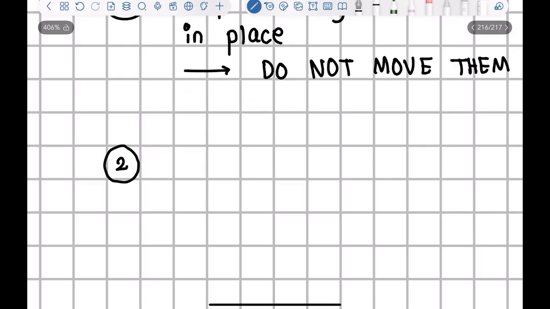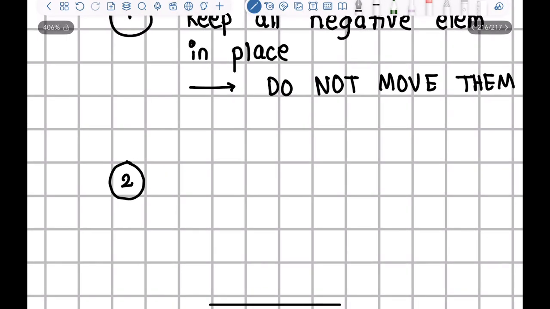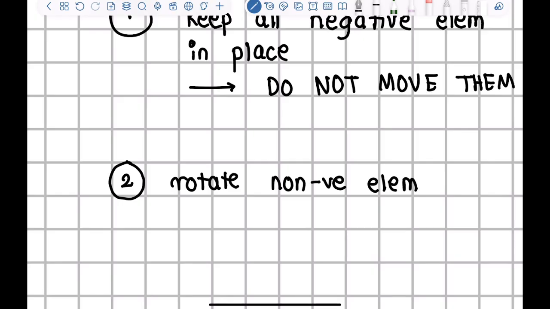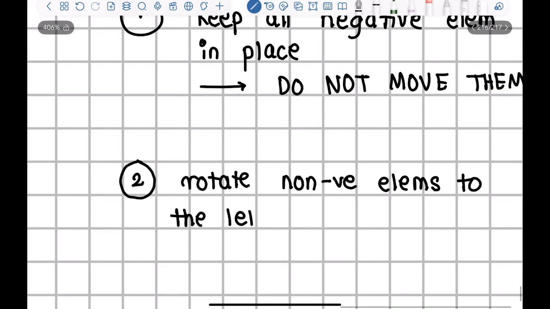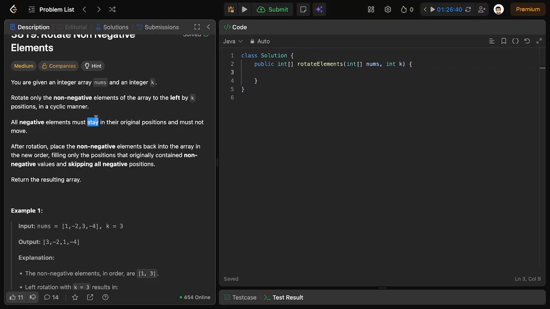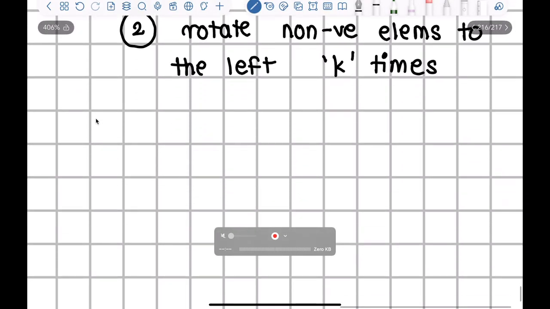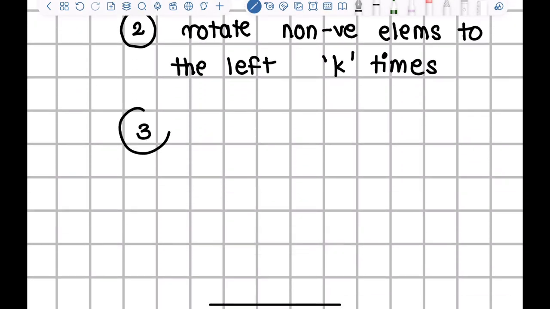Second, what they're telling me is that we have to rotate the positive, that is non-negative, elements to the left k times. They have said that we need to rotate by k positions. That means we need to do it k times. Okay, and then they are saying that we need to return the resultant array.